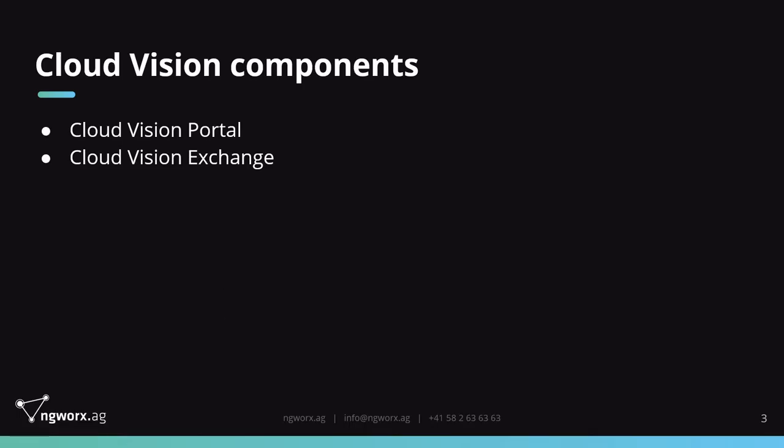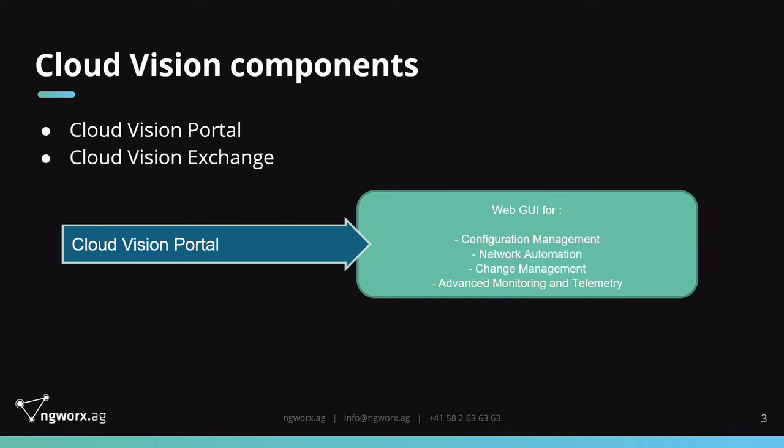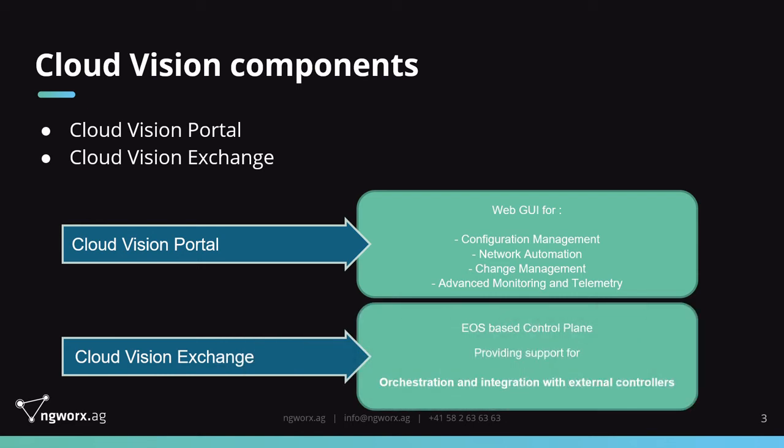CloudVision is made up of two main components, CloudVision Portal and CloudVision Exchange. CloudVision Portal provides access to CloudVision via Web GUI, supports services using CloudVision engines and databases, and provides all the backend functionalities. CloudVision Exchange is a virtualized version of Arista EOS, providing the control plane for overlay services and integration with external controllers.